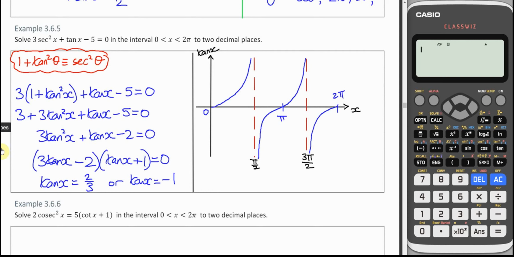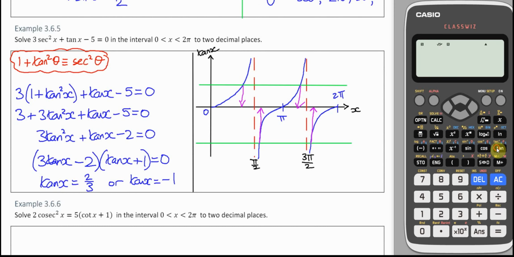So on the graph I'm going to draw lines y equals 2/3. Let's just put that there. And y equals minus 1. Let's put that one there. I'm not worried about the scale. That just helps me see how many solutions to expect and roughly whereabouts they're going to be. So there's going to be a solution there between 0 and pi over 2, and another one there, and then one there, and one there. So 4 solutions. Make sure the calculator is in radians and do inverse tan of 2/3.